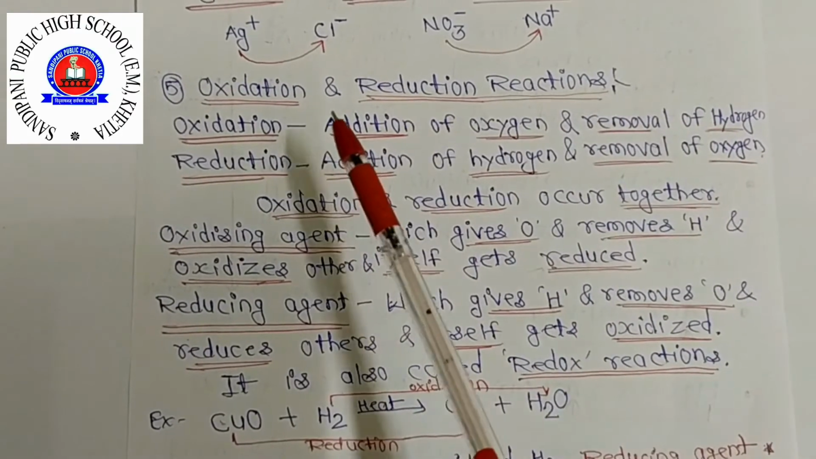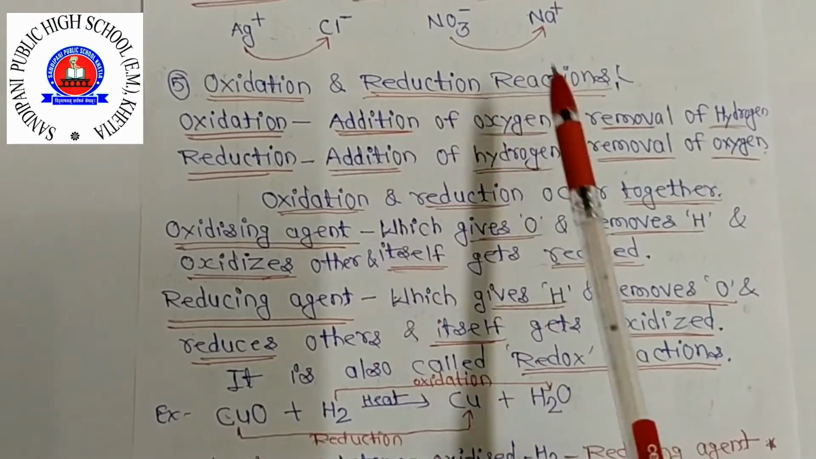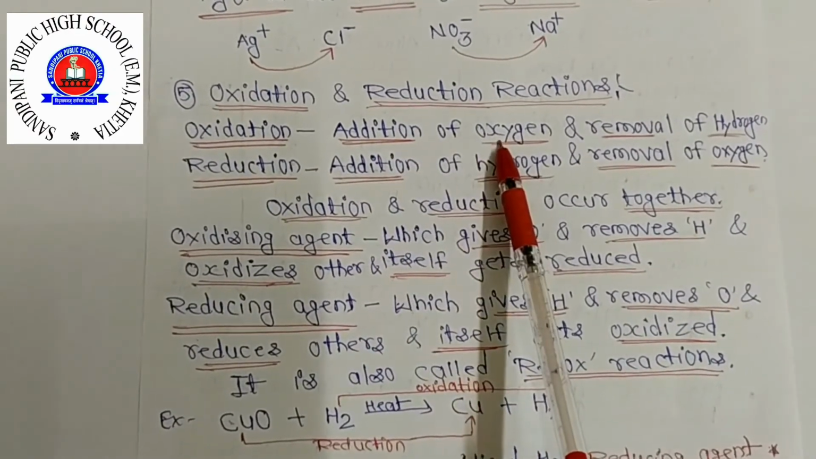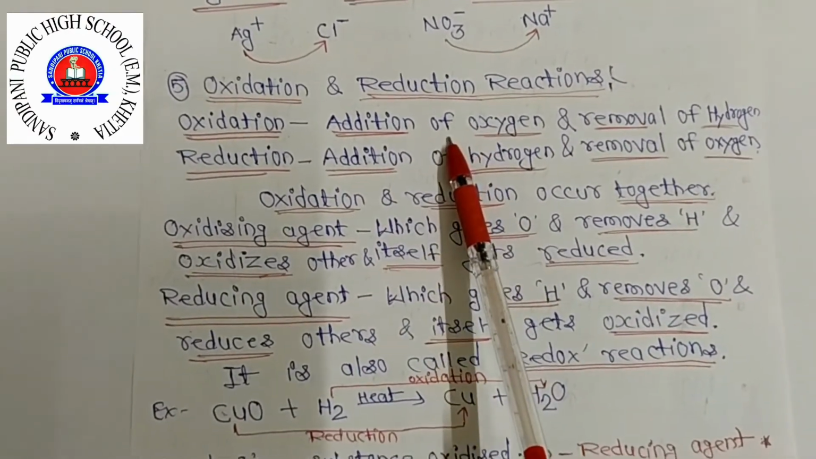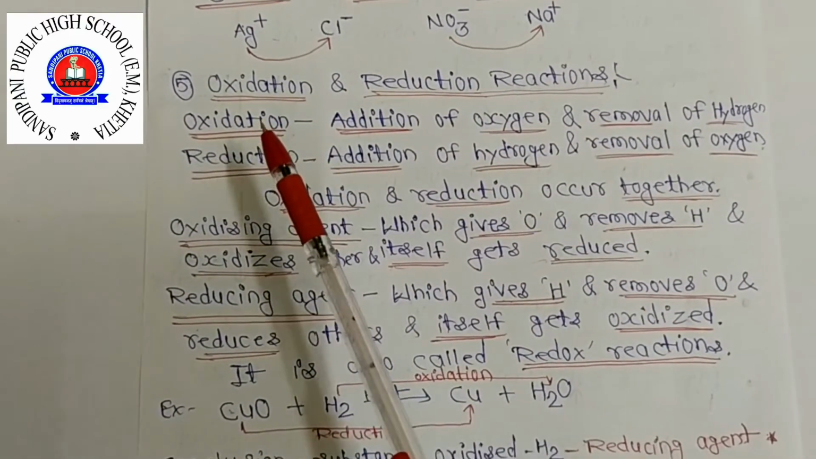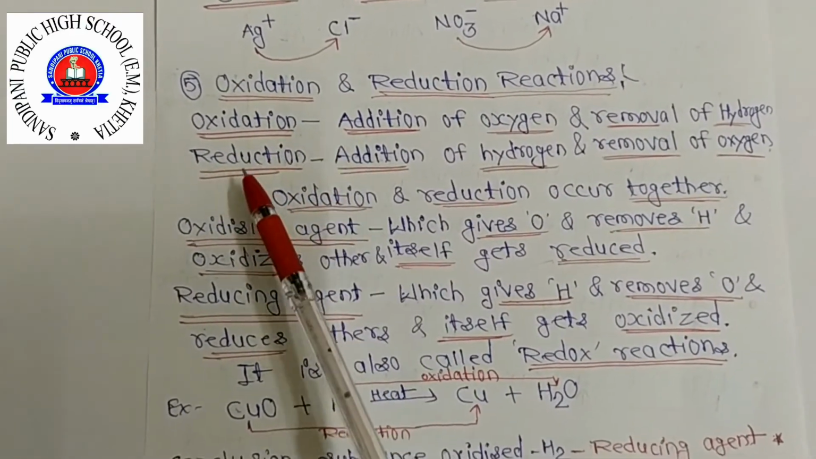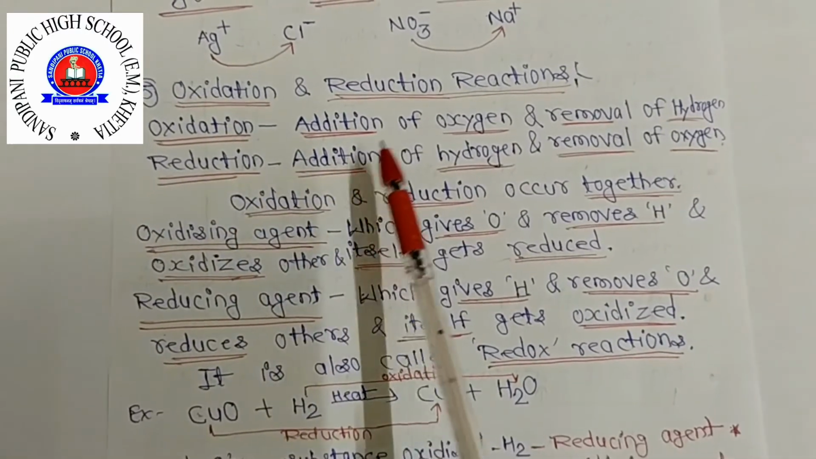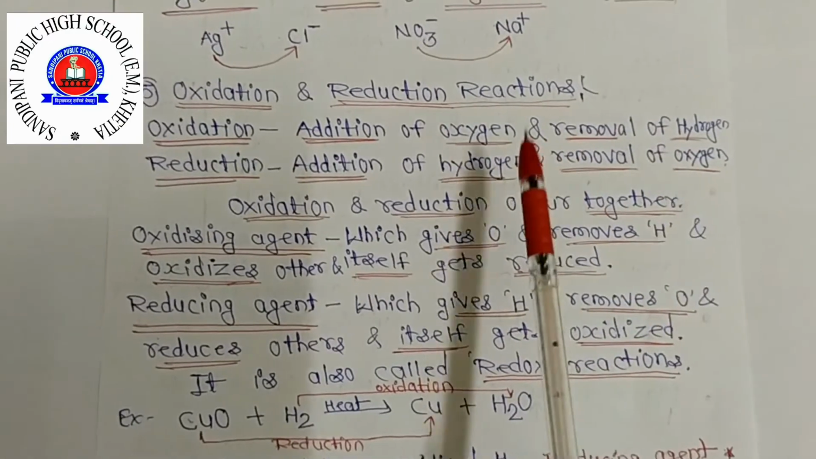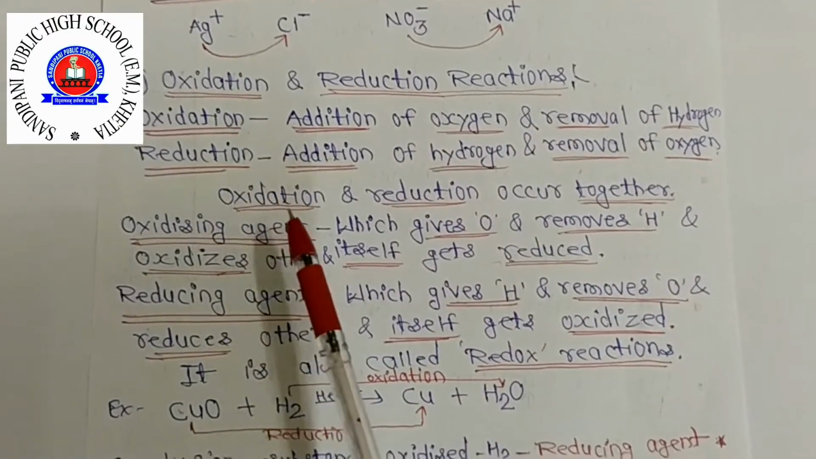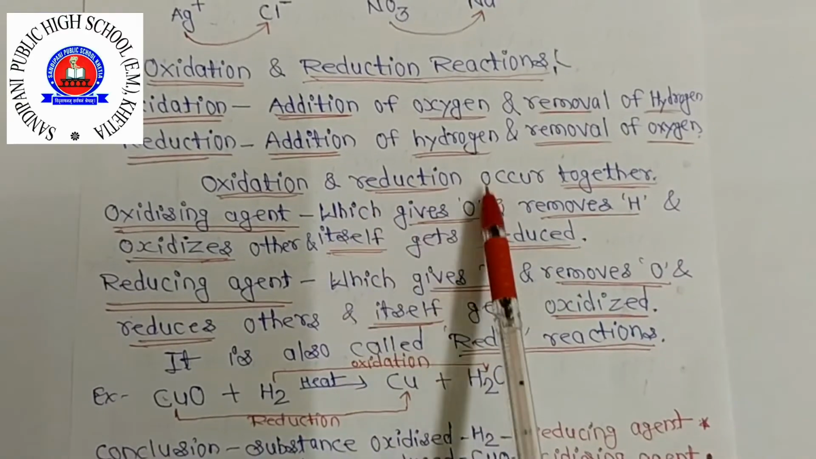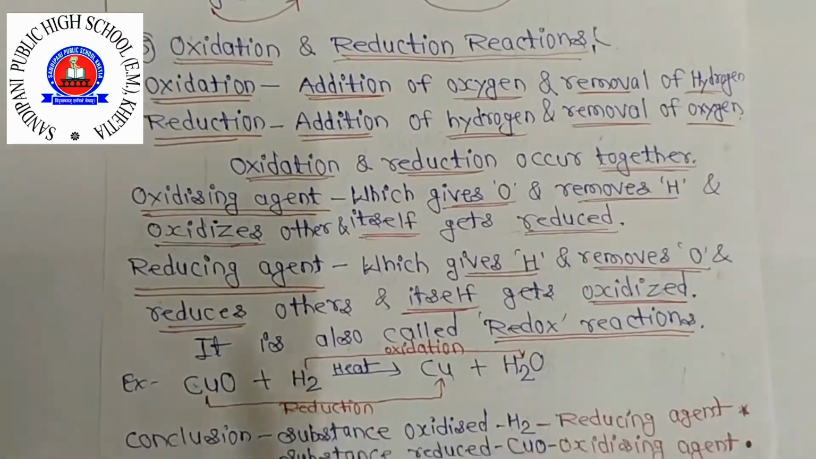This means both reactions happen simultaneously, at a time. So addition of oxygen, when oxygen is added, and removal of hydrogen, that type of reaction is called an oxidation reaction. And reduction is addition of hydrogen and removal of oxygen, so that is called reduction. So oxidation and reduction occur together, meaning at the same time, in one reaction.